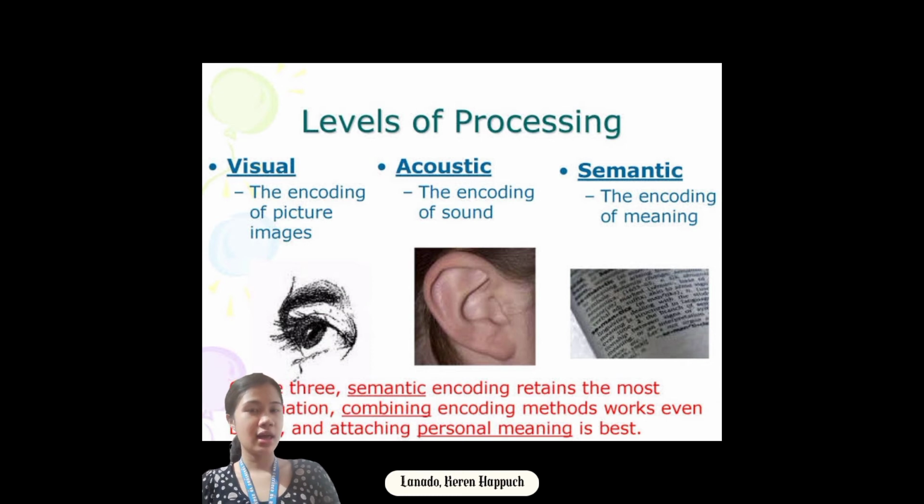Second is acoustic, the encoding of sound. So acoustic encoding is the use of auditory stimuli or hearing to implant memories. This is aided by what is known as the phonological loop. Third is semantic, the encoding of meaning. Semantic encoding involves the use of sensory input that has a specific meaning or can be applied to a context. For example, you might remember a particular phone number based on a person's name or a particular food by its color.